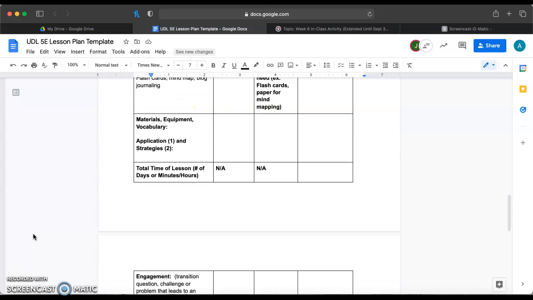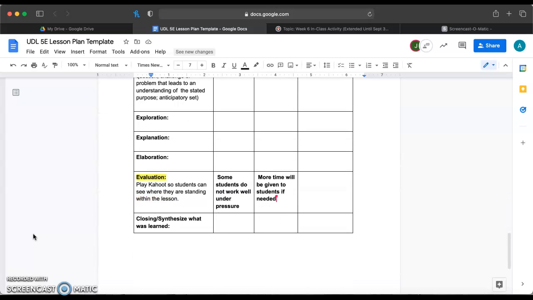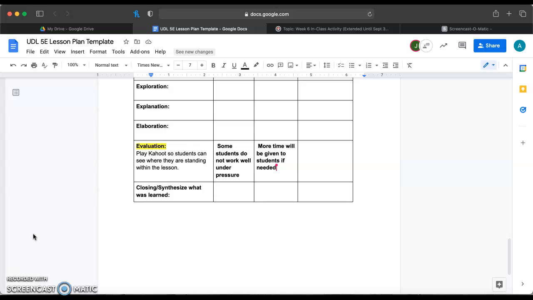We're going to scroll down a little bit more. Looking at our evaluation, our students are going to be playing Kahoot so we can see exactly where they're standing and our students can see where they're standing. Some barriers that we may encounter with Kahoot would be some students not working well under pressure. And then some solutions we can provide with this would be more time to be given to the students if needed. So we would take off that time limit that Kahoot would have.